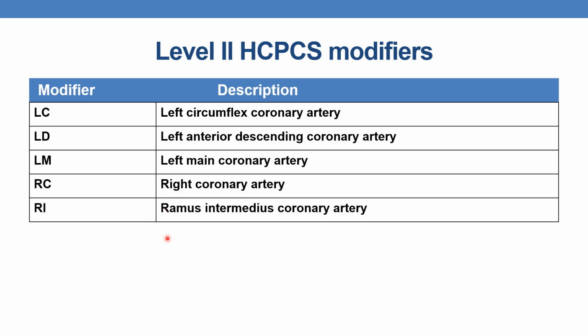Whenever procedures are performed on the coronary arteries, along with the procedure CPT, the respective modifier is appended to indicate which type of artery the procedure is performed on. For example, with some CPT, the RC modifier is appended. It indicates the procedure is performed on the right coronary artery. This is just for information's sake. We will discuss this when we talk about the modifiers topic. So these are the 5 level 2 HCPCS modifiers that are used to indicate the type of coronary artery.